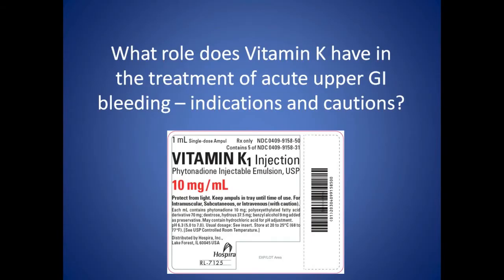The question for discussion today is, what role does vitamin K have in the treatment of acute upper GI bleeding, the indications and the cautions? As you're all aware, vitamin K plays a key role in the management of upper GI bleeding, especially in patients on anticoagulants such as warfarin.